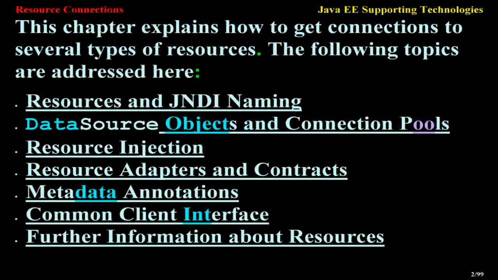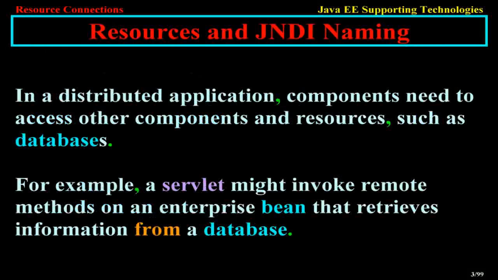The following topics are addressed here: resources and JNDI naming, data source objects and connection pools, resource injection, resource adapters and contracts, metadata annotations, Common Client Interface, and further information about resources and JNDI naming.